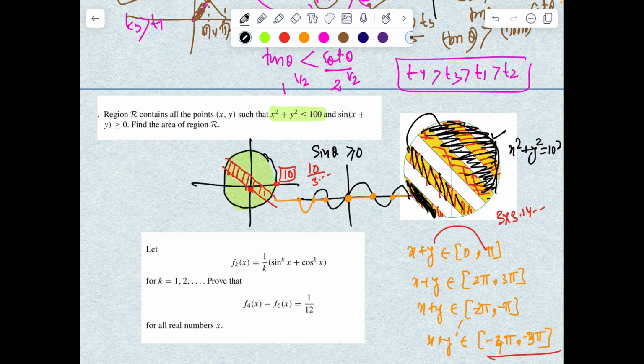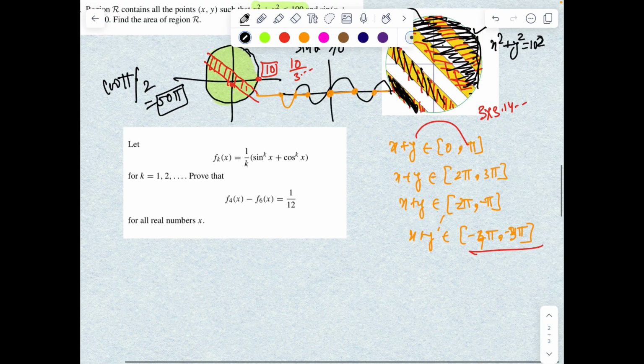So what answer will we get? Half of the area of the circle. The area of the circle is pi r square, which is 100 pi, divided by 2. So the answer is 50 pi. This is also a good question on the basics: how we plot the inequality, and at the same time how we take the circle radius into consideration. Let's study the next question, and I think this is fairly straightforward.